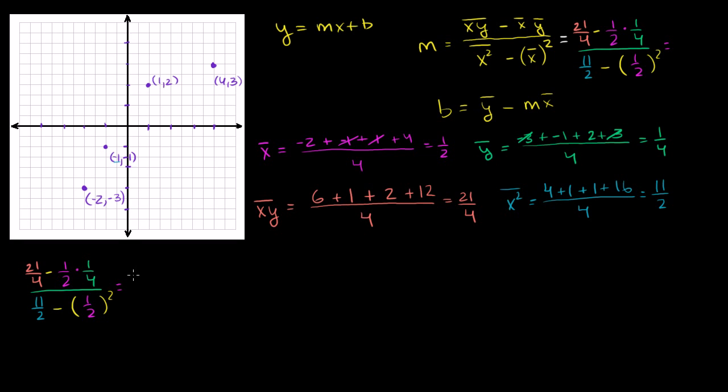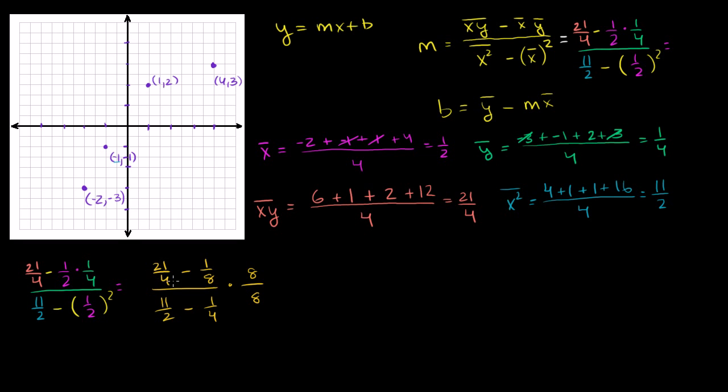So what's this on top? On top we have 21 over 4 minus 1/2 times 1/4, which is minus 1 over 8. All of that over 11 over 2 minus 1/2 squared, which is 1/4. Now, one way to simplify this right from the get-go is to multiply the numerator and the denominator by 8, so we're going to multiply by 8 over 8. That's just to get rid of all of these fractions.